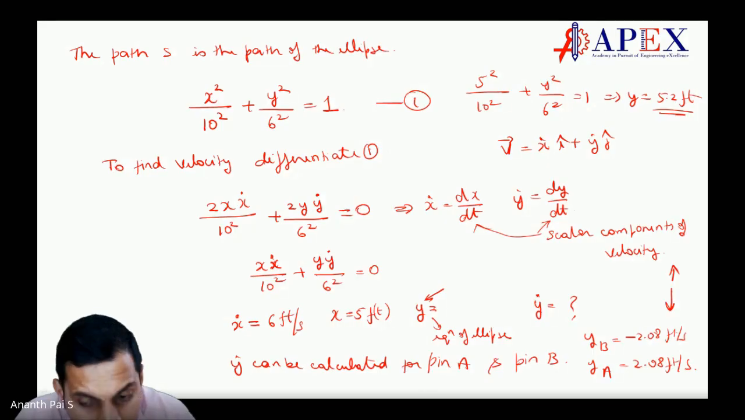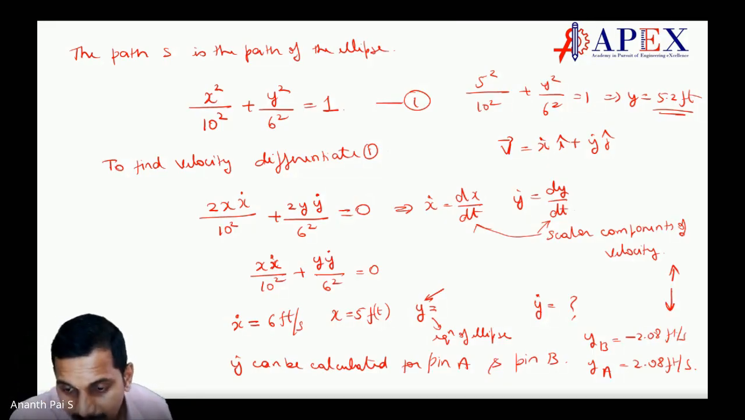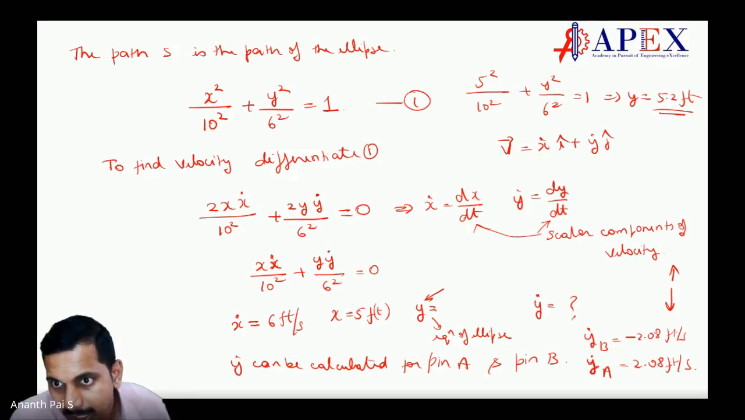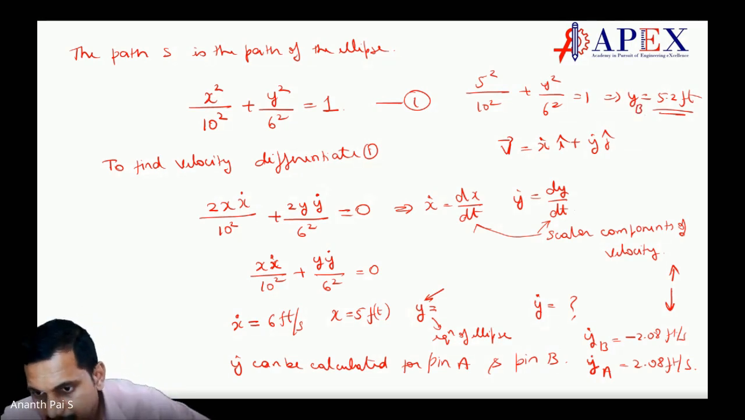Sir, what is the Y dot A and Y dot B, sir? I'm sorry, Y dot A and Y dot B. This is Y dot B. This is Y dot A. Make sense?